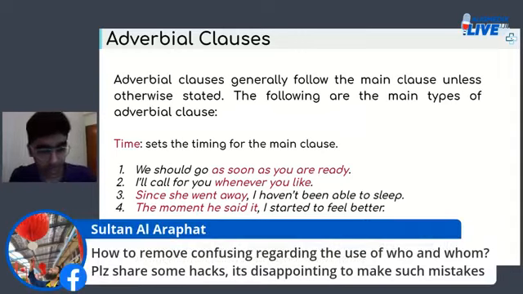Okay, Sultan Al-Arafat here is asking how to remove confusion regarding the use of who and whom. Please share some hacks. It's disappointing to make such mistakes. Okay, it's really not tough. We did discuss this when we were discussing subject and object pronouns. If you go back to my lecture on pronouns, you may have a better understanding of the differences between who and whom. But to briefly lay it out, who is a subject pronoun, whereas whom is the object pronoun of who.